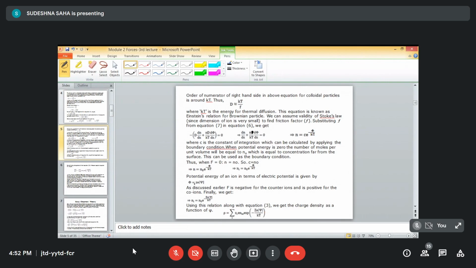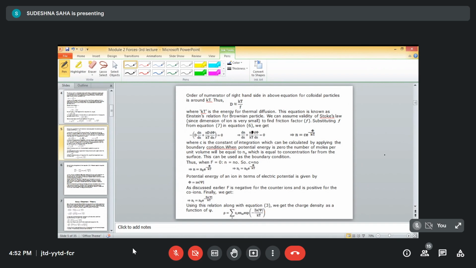Okay, now the potential energy is already given in terms of the electrical potential, and you can replace that over here to get Ni in terms of psi. Now we can put this equation into the charge density function, and you will obtain the charge density rho equals summation over i of Zi e Ni naught exponential of minus Ze psi by kT.